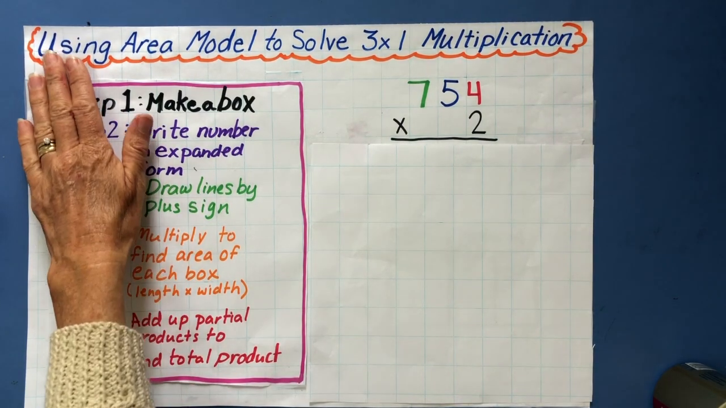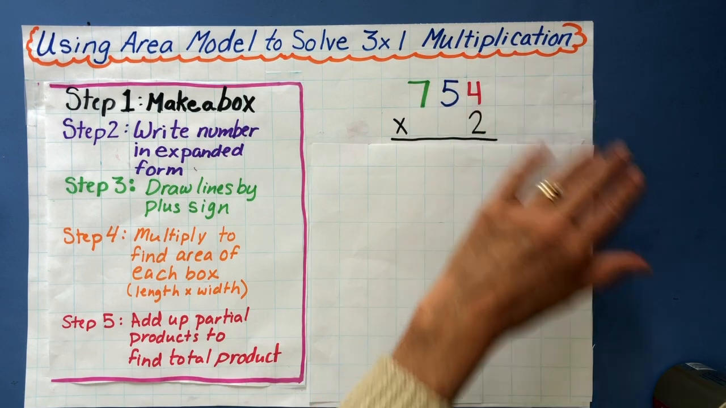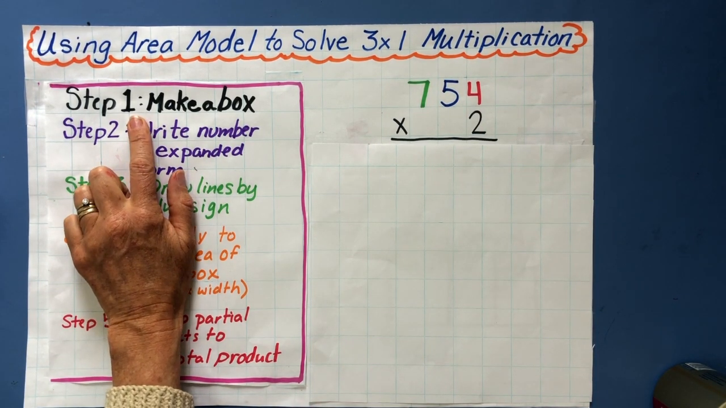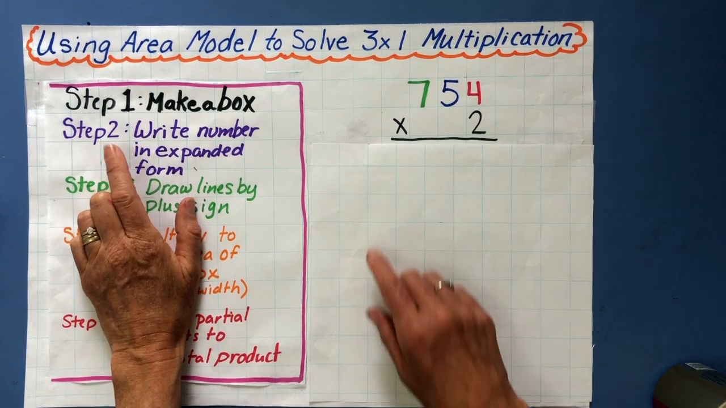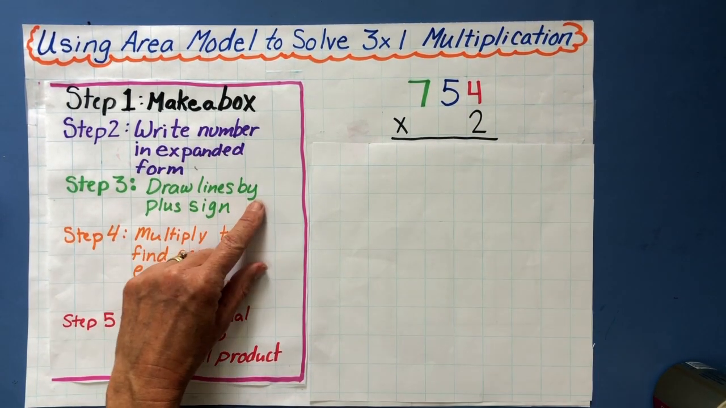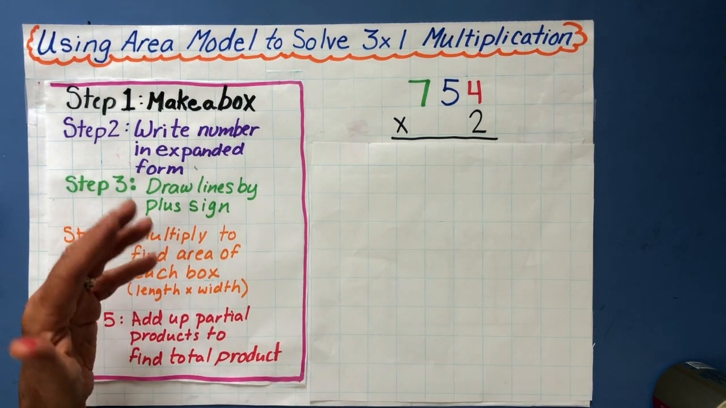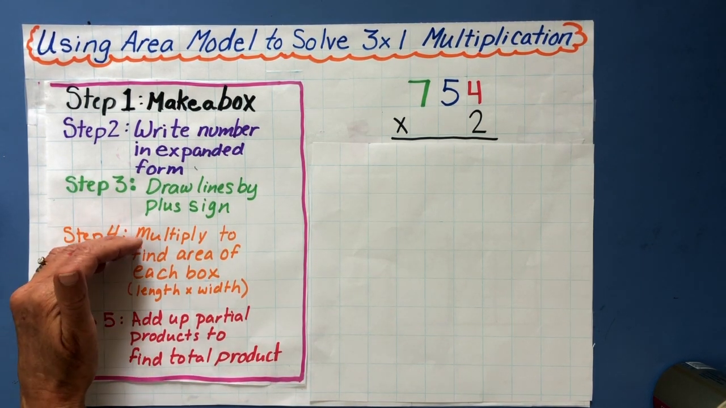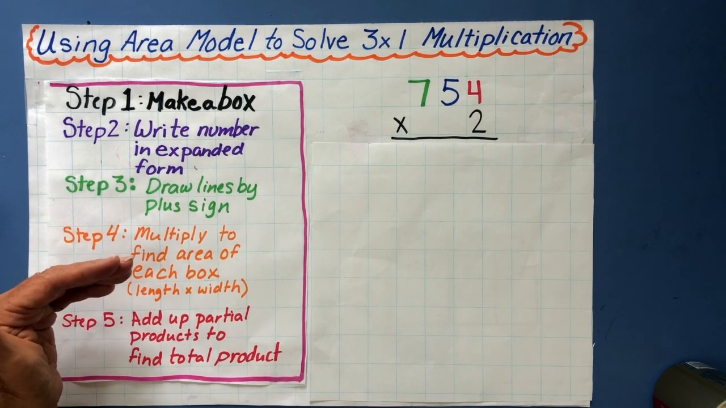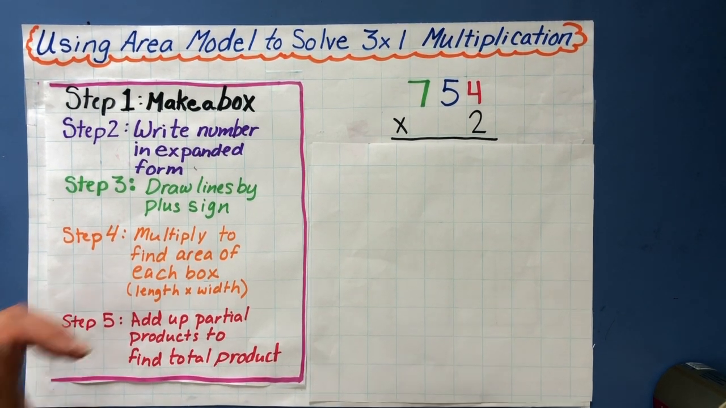All right, this is a video on using area model to solve 3 by 1 multiplication problems. Step 1 would be to make a box. Step 2 would be to write the numbers in expanded form. Step 3 would be draw lines by the plus signs. Step 4, multiply to find area of each box. And step 5, add up partial products to find the total product.